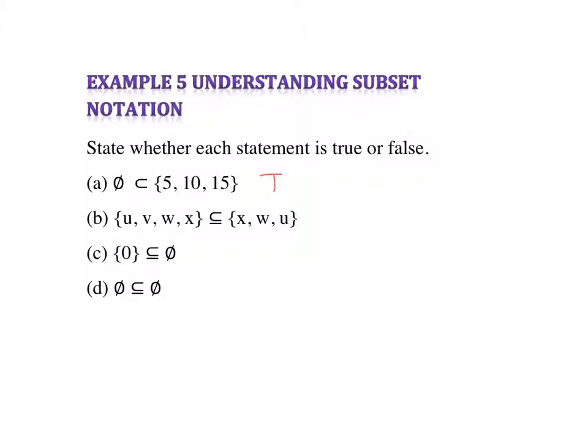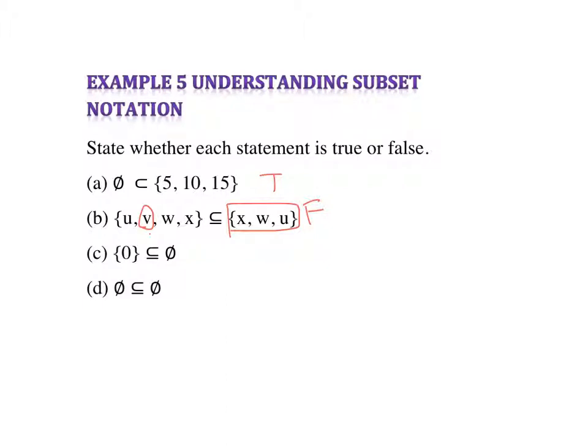B, a set with U, V, W, X has 4 elements, is a subset of the set X, W, U. Now, obviously, this is incorrect because V is not included in the second set. So the first set has more elements. Since V is not in the second set, the first set cannot be a subset of the second set.